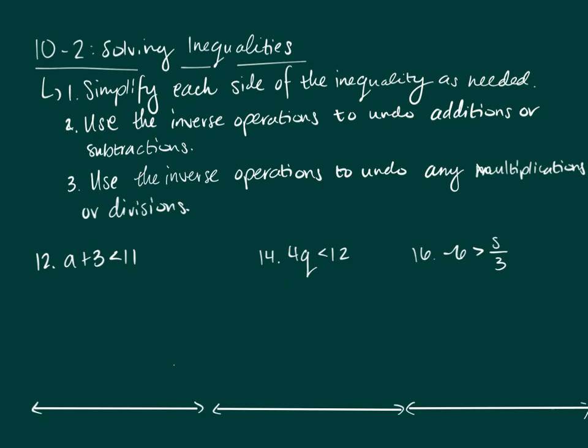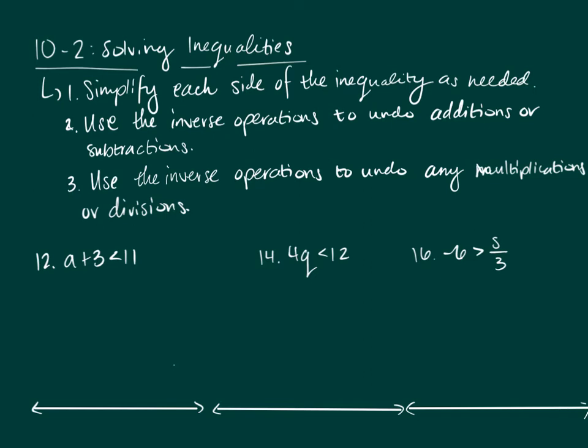So let's then move on to 10.2. In 10.2, we're solving inequalities. So I've written out the steps for solving inequalities. Step 1, simplify each side of the inequality as needed. Step 2, use the inverse operations to undo additions or subtractions. Step 3, use the inverse operations to undo any multiplications or divisions. So all we're really doing here is just solving for a or x or whatever variable we have, but instead of having an equal sign, we're going to have an inequality sign. And then we're just going to graph our solution set.